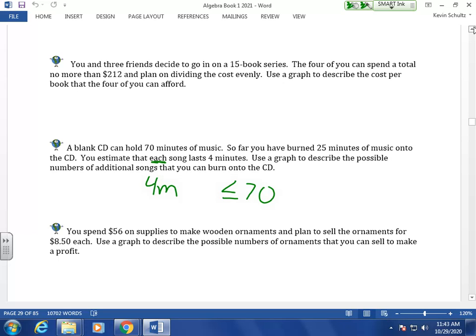And then where does that 25 come in? That's what we've already put on the CD, so that represents our constants. And are we adding 25 to this or subtracting 25? 4 minutes per song plus the 25 minutes we've already put on has to be less than or equal to 70. So our first step here to solve this would be to subtract 25, meaning that we've got 4 minutes per song, and that's got to be less than or equal to 45 minutes of music, because that's how much time is left. Okay.